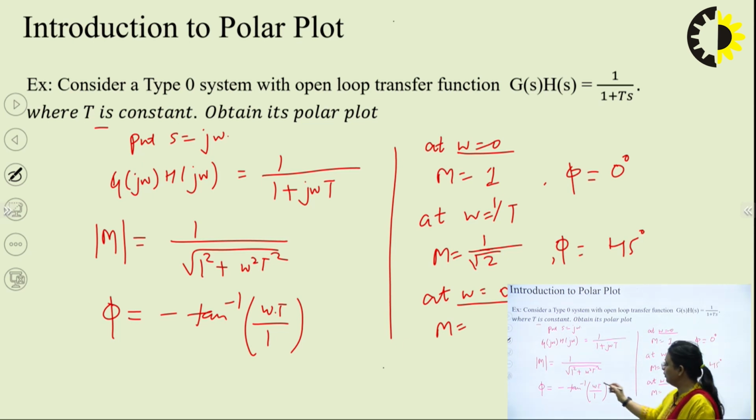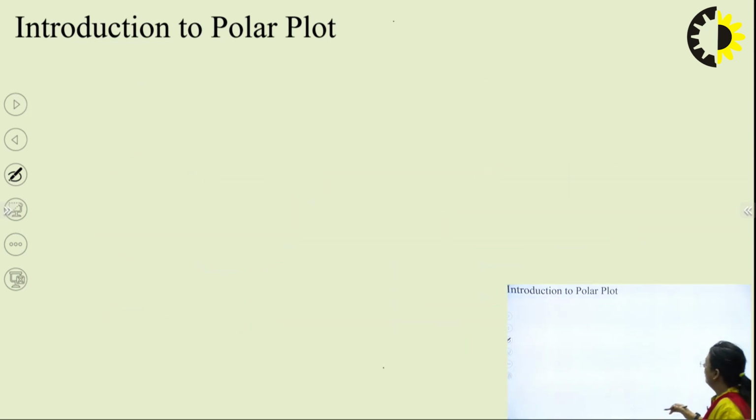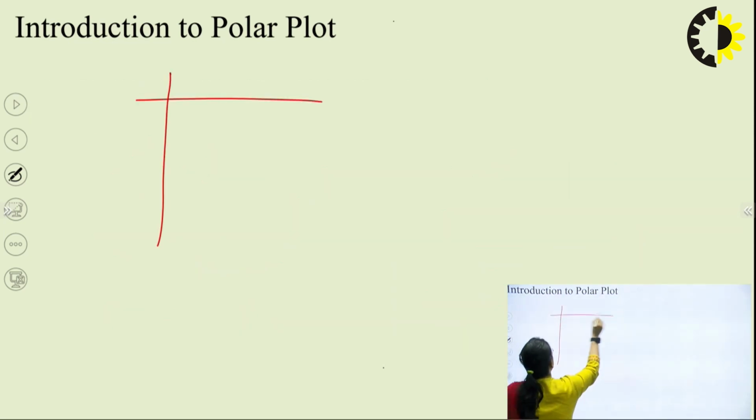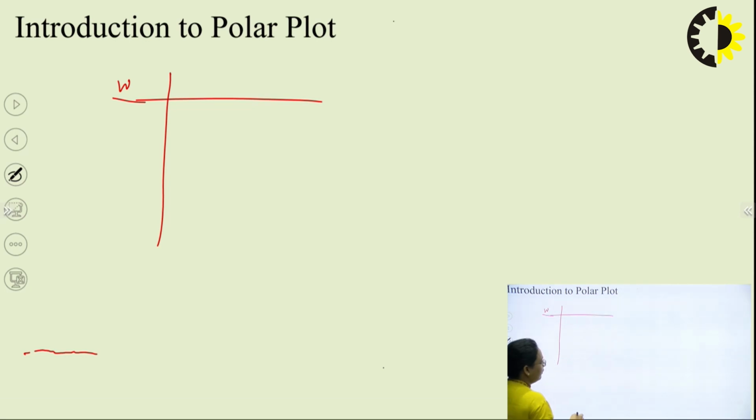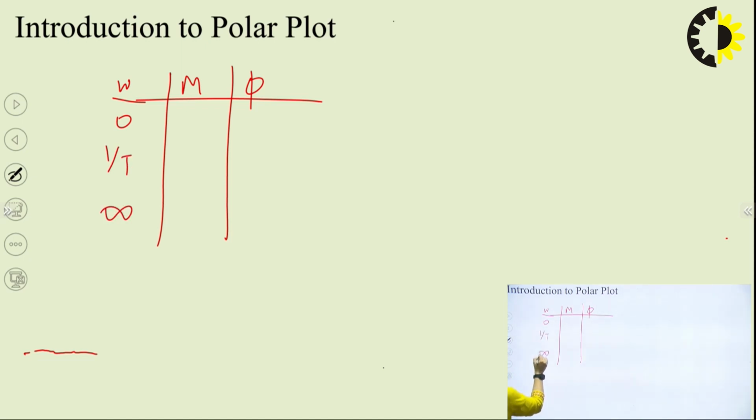And at omega is equal to infinity, the magnitude is something upon infinity, which is 0. And when I put omega is equal to infinity, I get the angle tan inverse infinity, which is 90 degree, okay. So these are the values that I have to plot now. Using these values, I will plot the polar plot. Let me draw the table so that I can easily draw omega, magnitude and phase. I have taken values at omega is equal to 0, 1 by T and infinity.